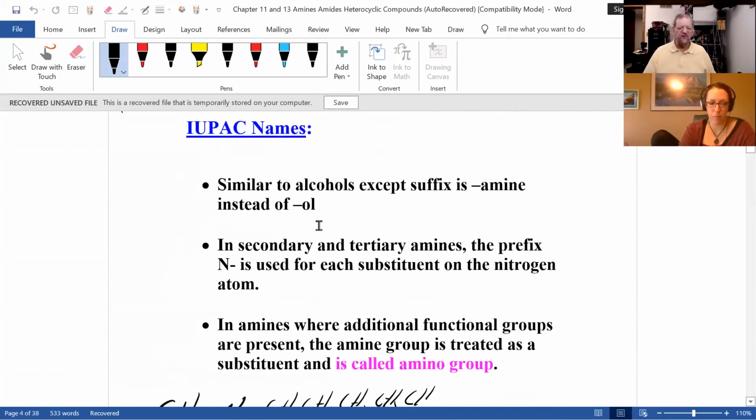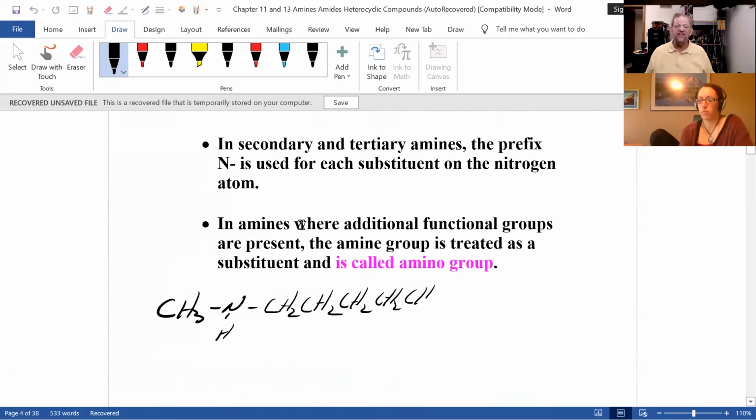Now, the switch is totally off for IUPAC for amines: primary, secondary, tertiary, similar to alcohols, except you use amine, drop the E, add amine instead of OL like an alcohol. Now, unlike alcohols, on carbon you can have secondary and tertiary amines. And you notice whenever I wrote N-propyl or N-butyl, I used the lowercase n. That's because for amines, the capital N tells you when there's a substituent on the nitrogen.